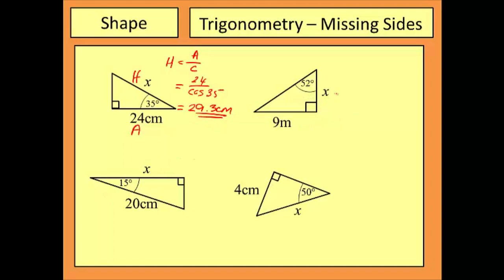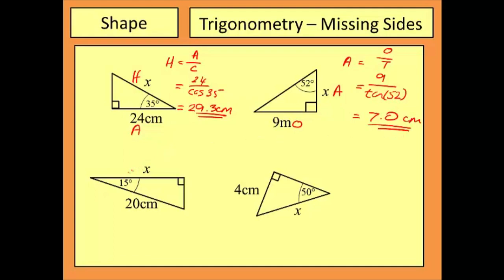In this example, I'm trying to find the adjacent and I'm given the opposite. So this is going to be a tan problem. So when I set it up for my formula triangle, it tells me that A is equal to O over T. In this example, the opposite is 9 and T stands for tan of the angle, so it's tan of 52. Typing this all into my calculator will give me a solution of 7.0 centimeters.